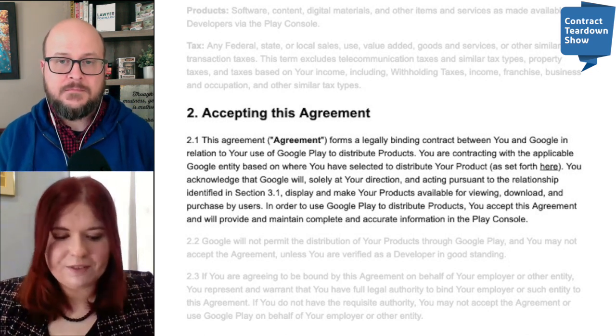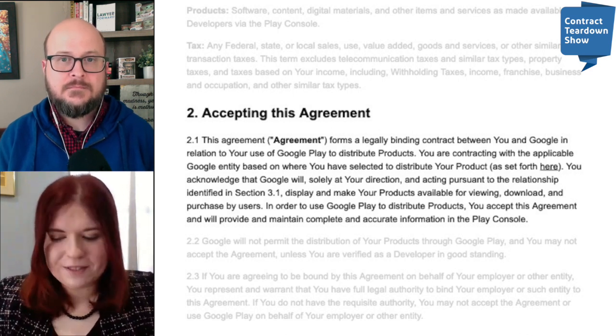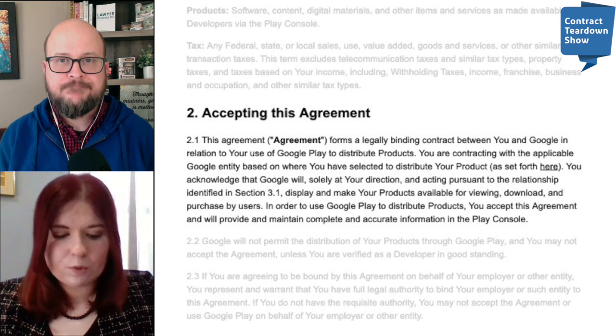Sure. From a drafting perspective, this is a great paragraph. It includes everything you want in there. It can be said it's a bit boilerplate, but it does the job quite nicely.